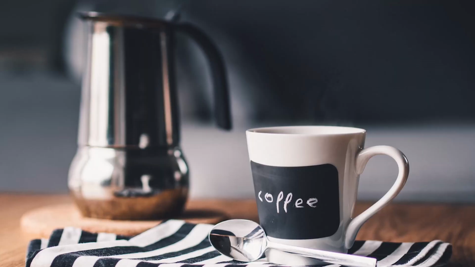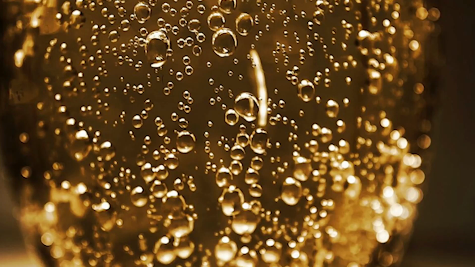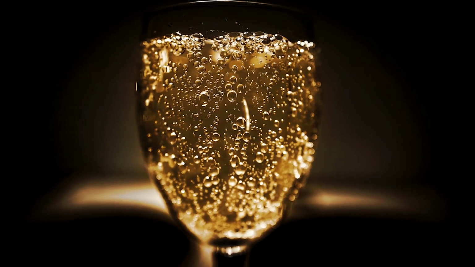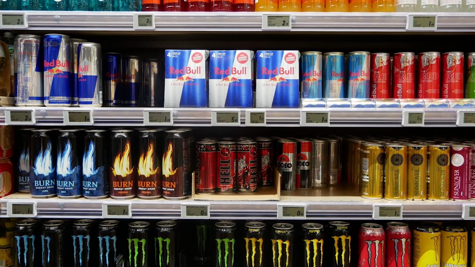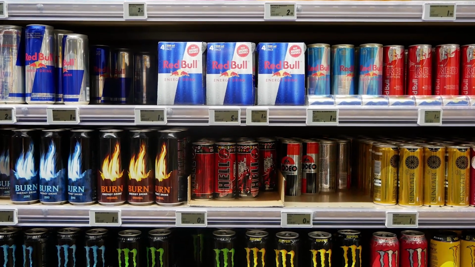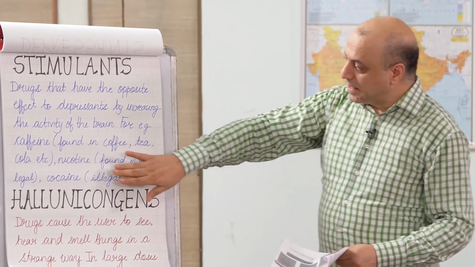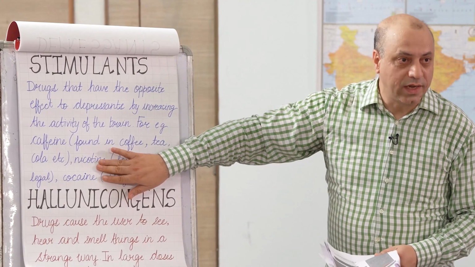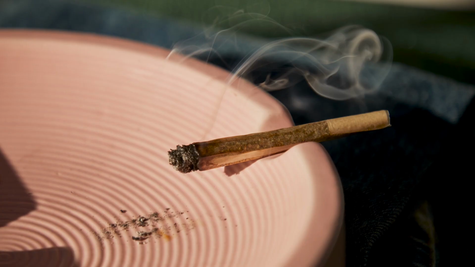Tea has what you call caffeine. Coffee has caffeine. And all the cola drinks, Coca-Cola and Thums Up and Pepsi and Slice and Red Bull. They all have caffeine. Then there is also a stimulant called nicotine, which is found in tobacco. It's a legal drug found in tobacco.